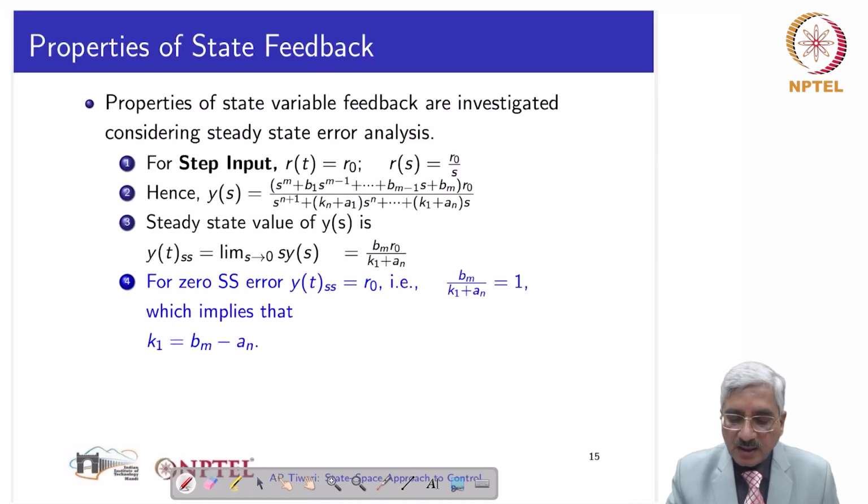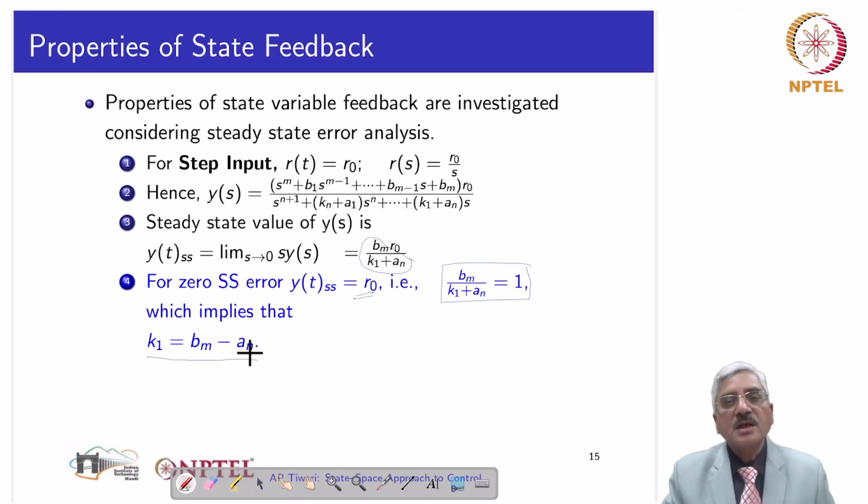And if this has to be 1, if the steady state error has to be 0, then y(t) has to be r0, and that means that this has to be equal to 1, which is written here. Bm by (k1 plus an) has to be 1, and that means k1 has to be the difference of bm and an. Bm is here the constant term in the numerator of the closed loop transfer function of the system. So k1 has to be bm minus an. An is the constant term in the characteristic polynomial of the open loop system.